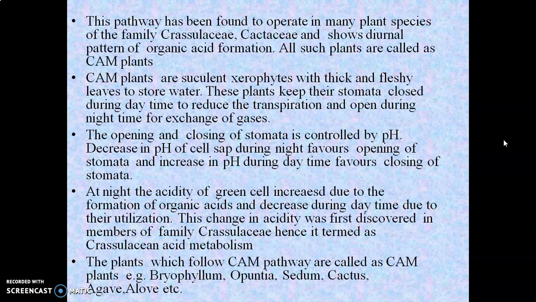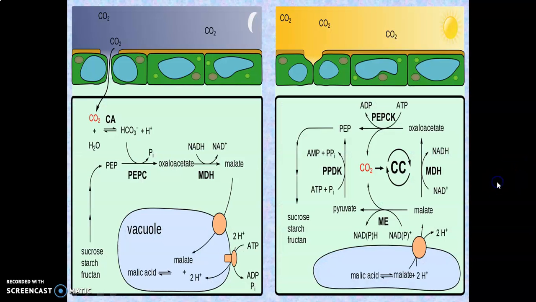At night time, the acidity of green cells increases due to the formation of organic acids, and decreases during the daytime due to their utilization. This change in acidity was first discovered in members of the family Crassulaceae, hence it is termed Crassulacean acid metabolism. The plants which follow the CAM pathway are called CAM plants, for example Bryophyllum, Opuntia, Sedum, Cactus, Agave, Aloe, etc.